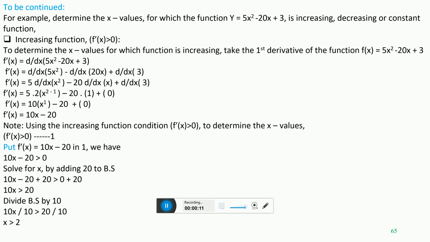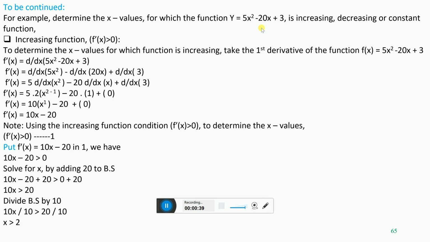In the previous lecture, we were learning how to define whether a function is an increasing function, decreasing function or constant function using the derivative approach or slope approach. And we start solving an example. The example, I am again repeating: determine the x values for which this function is increasing, decreasing or constant.